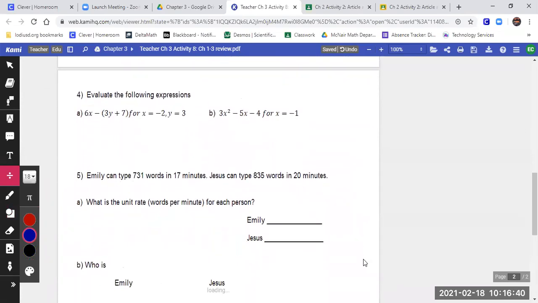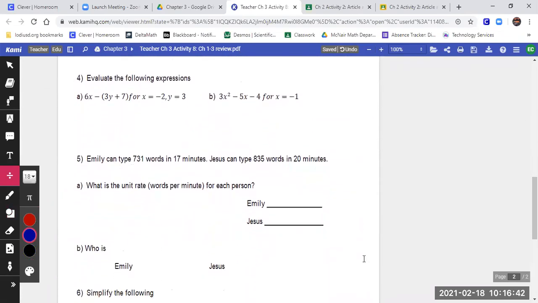Okay, now we're reviewing what we did before. We need to evaluate the expressions. That's not a big deal. That's telling me my x's are -2 and my y's are 3. So I'm rewriting and putting those into their spots. Where I see an x, I'm putting the -2. Where I see the y, I'm putting the +3. Everything else, including the parentheses, I'm leaving alone.